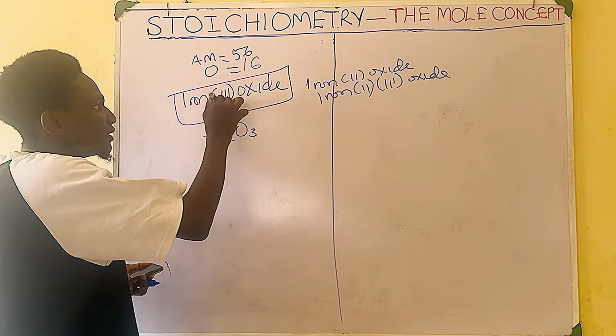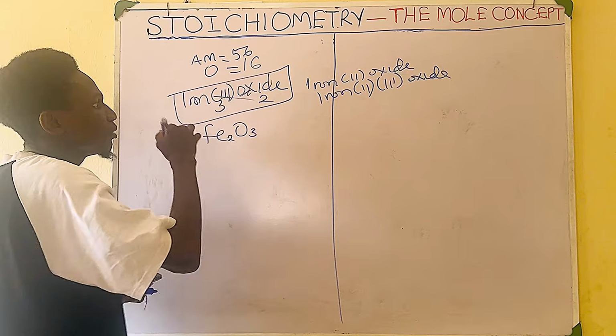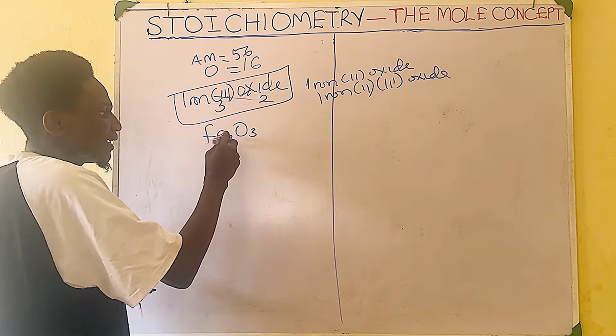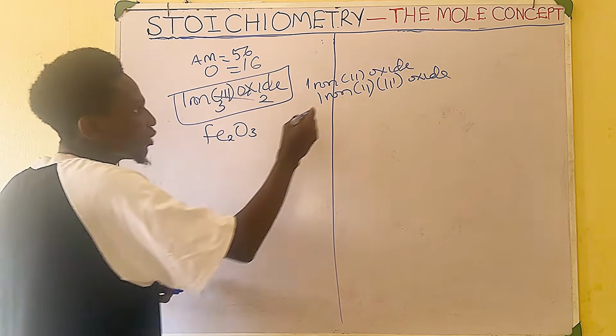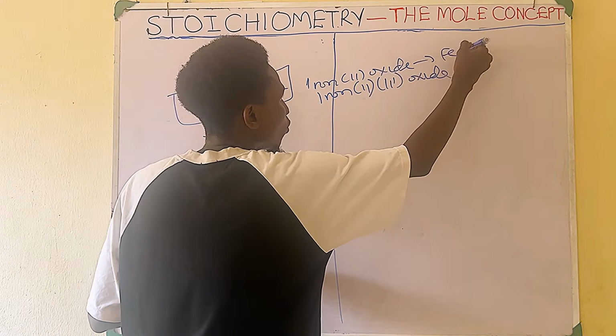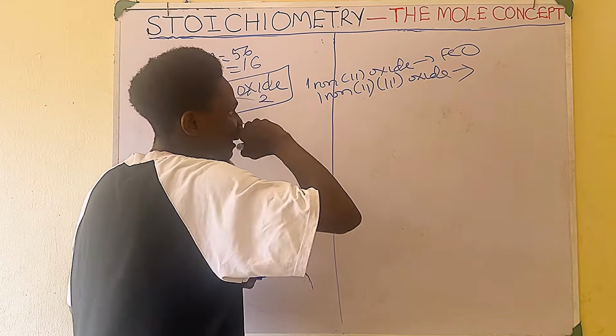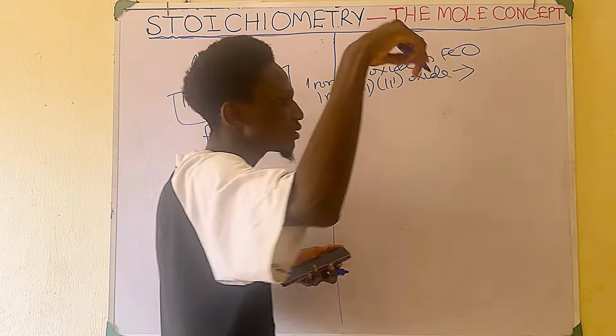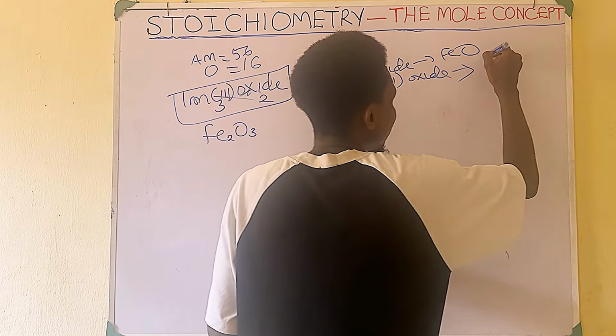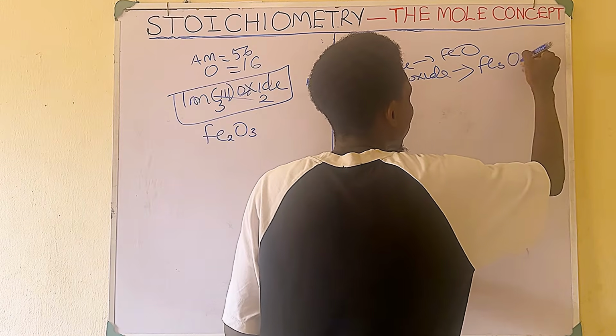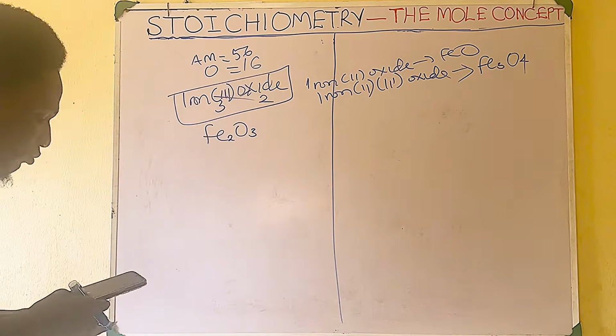Why? Because iron 3 is 3. This guy is 2. If I combine them, remember our crisscross method. I'm not going to explain it. It's Fe2O3. But if it's iron 2 oxide now, it's FeO, because I'm going to cancel out, 2 divided by 2 gives you FeO. Then this guy now, iron 2, iron 3 oxide. This one is a complicated one. The formula is Fe3O4.